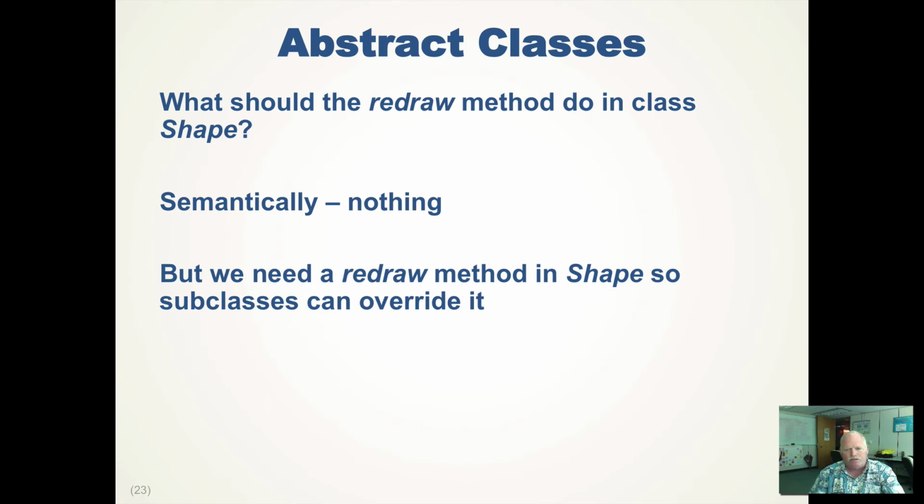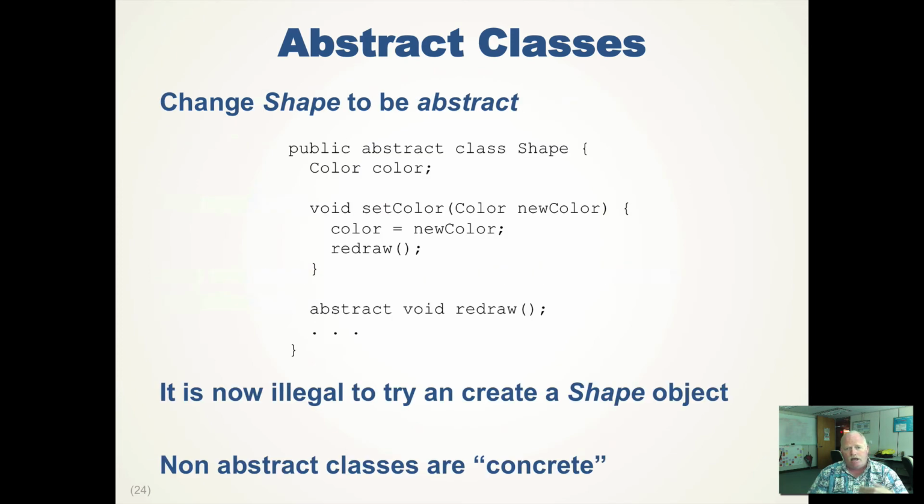But we need a redraw method in shape so that we know that all shapes have that redraw method, so that when we have a variable of type shape, we can call the redraw method. And so all the subclasses can override that redraw method. But what's the body of that redraw method? Maybe nothing or something? So Java allows us to have the concept of an abstract class. For an abstract class, you have to use the keyword abstract when you're defining the class, but now we can say an abstract method redraw, and so we're saying that this method is abstract.